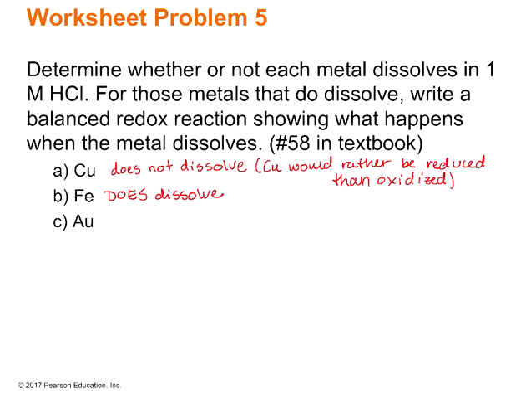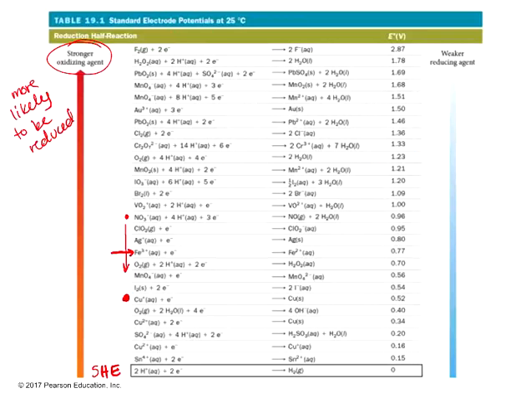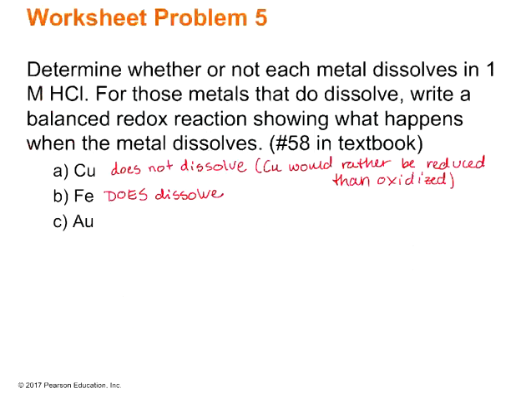All right, what about silver, Ag? Let's go down the list. It's right here, kind of towards the top. So Ag also does not dissolve in hydrochloric acid because it is listed far above that standard hydrogen electrode. So silver would also prefer to be reduced rather than oxidized.